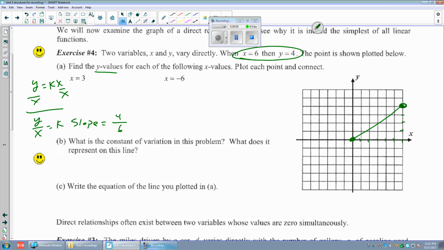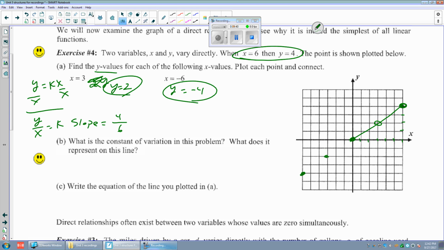X is 3. 1, 2, 3. Y is 2. X is negative 6. Keep on doing the slope. You could do 2 over 3 because that's 4 over 6 simplified. Negative 6. Negative 1, negative 2, negative 3, negative 4. Y equals negative 4. Arg. Y equals 2. There we go.